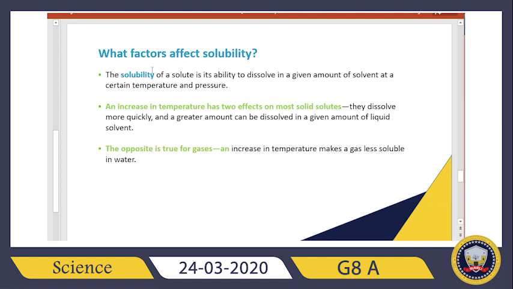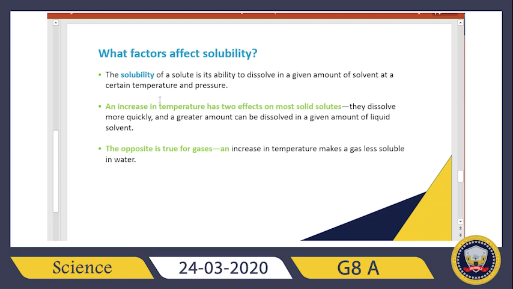So solubility is the ability to dissolve in a given amount of solvent at a certain temperature and pressure. Okay, we can measure the solubility of a solute. For example, we can measure the solubility of water at a given temperature and pressure, how much sugar that 100 milliliters of water can dissolve, for example.